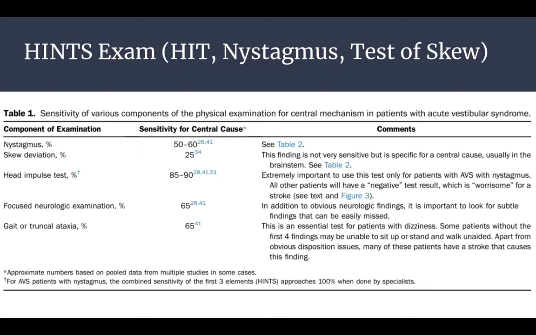It's very important to do a full and focused neurologic examination looking for subtle findings such as the cerebellar exam. You also want to be sure to test every patient for truncal ataxia, so ask them to sit up in the stretcher and see if they can sit up without holding on. And you want to be sure to also test gait. For more information and for specific videos about how to do each of these physical exam tests, scroll down in the associated educational website, and there are YouTube videos for all of them.